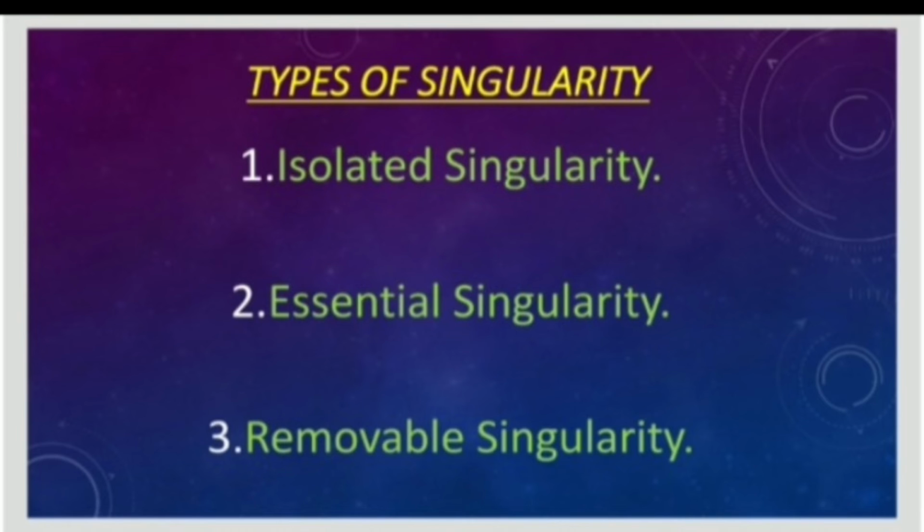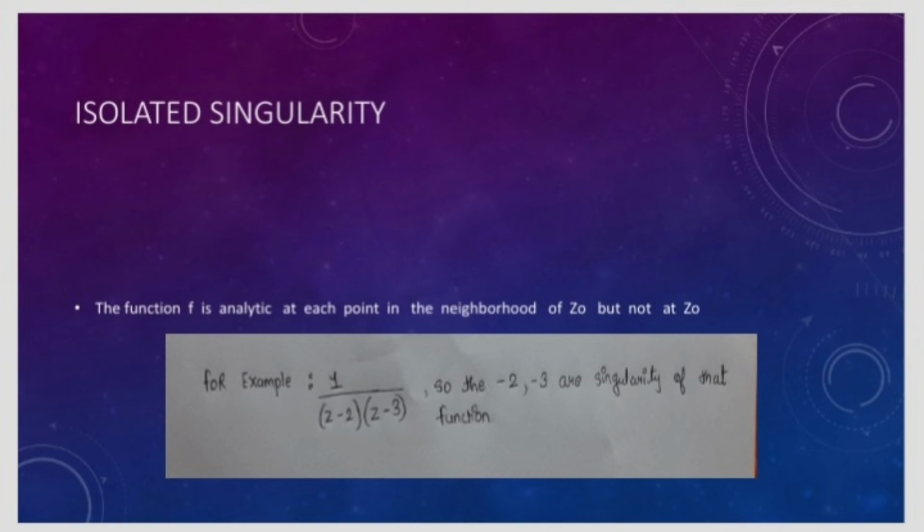First is isolated singularity, second is removable singularity, and third is essential singularity. The first type is isolated singularity, and from its name it is clear that the singularity is isolated, that means no other singularity is around it. The definition of isolated singularity: the function f is analytical at each point in the neighborhood of z0 but not at z0. For example, 1 by (z minus 2) into (z minus 3). So 2 and 3 are singularities of the function.